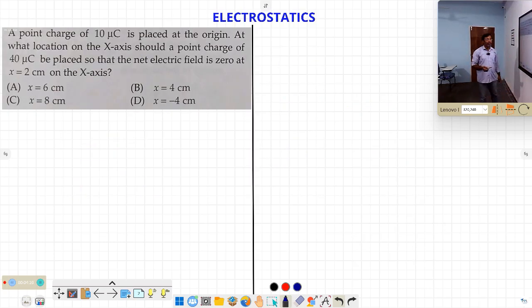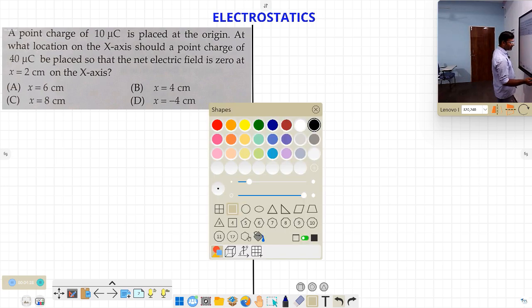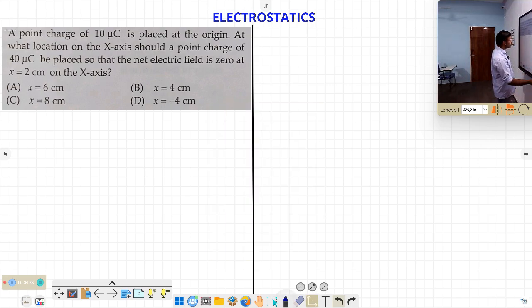Now the next question is related to the net electric field concept. In this case, they have given one of the charges. These charges are located as you are looking in the question. So what is given? A point charge of 10 microcoulombs is at the origin, that means the coordinate system.